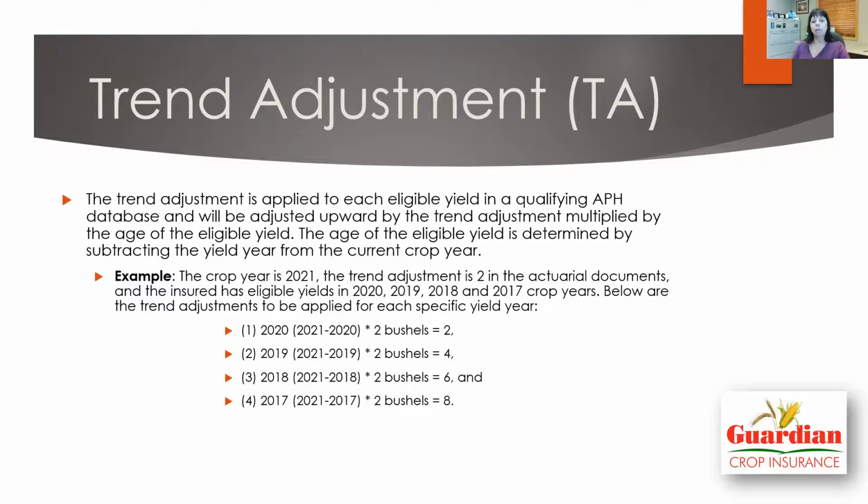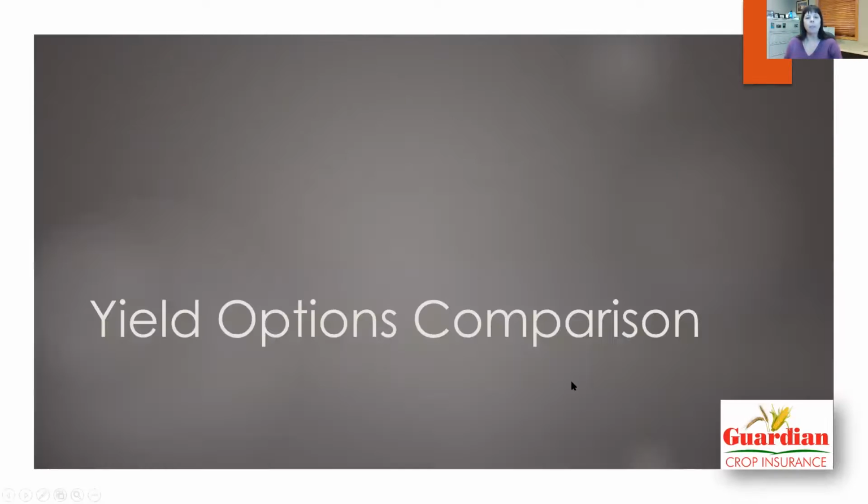In 2019, you're 2 years beyond 2021. And so you're going to take 2 times 2 bushels, which is 4, and add 4 bushels to the actual yield for 2019. And so it goes for 18 and 17. You'll take 3 and 4 times the 2 bushels and add the 6 and the 8 bushels to the actual yields for that year.